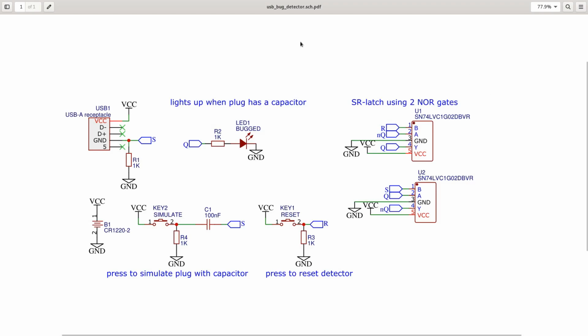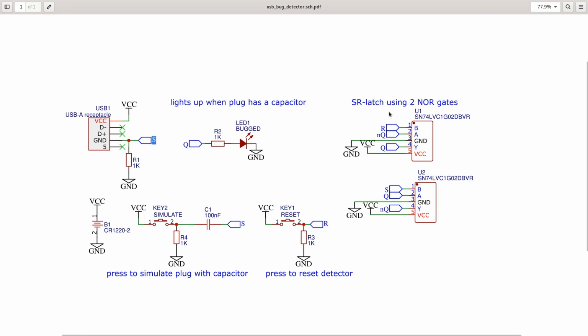This is the entire circuit for the USB bug detector. Here we have the battery. It provides power to VCC, and then the power is fed to this USB receptacle. Now, when the USB device is connected, it will use some power which goes back to ground and then through this resistor. And this resistor turns this power consumption into a voltage. And the voltage is sent to this S signal.